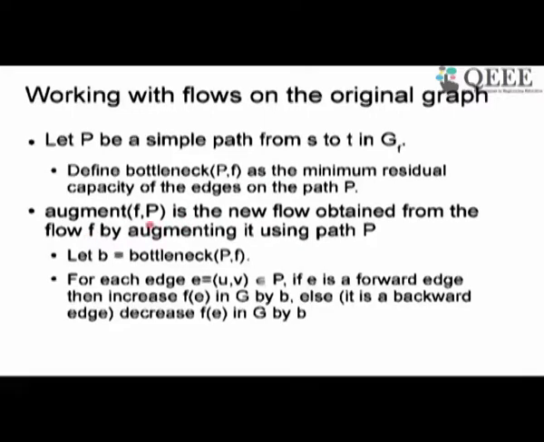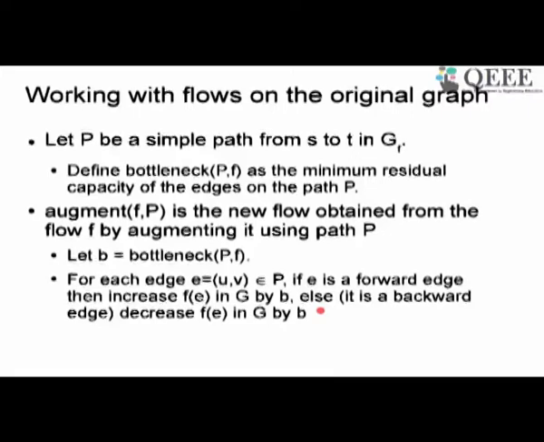So augment(F, P), which means augment the flow F by using the path P, is a new flow obtained by augmenting F by using the path P. How do I augment the flow? First find out what is the bottleneck of the path P. Let it be b. Bottleneck means the least weight edge on the path P. For each edge e equal to (u, v) on the path P, if e is a forward edge, then increase f(e) in G, the original graph, by b. Otherwise, decrease f(e) in G by b.